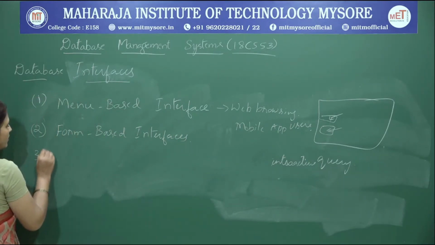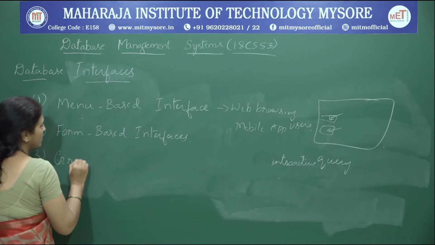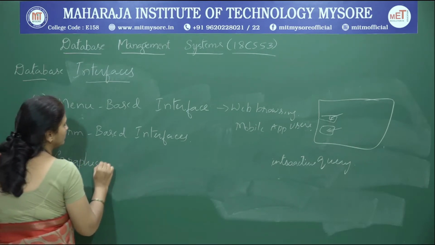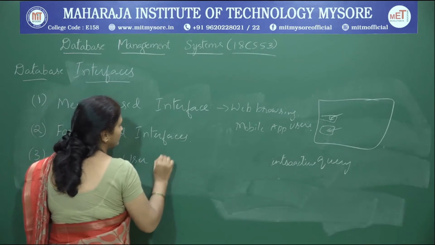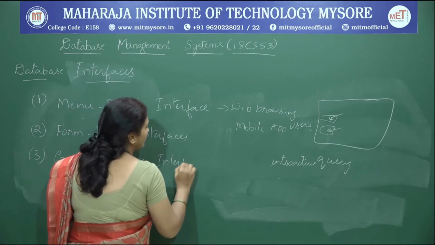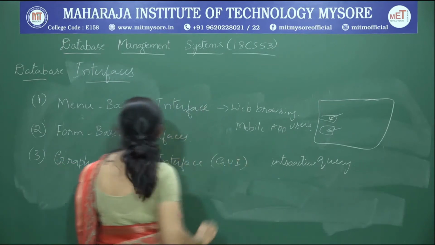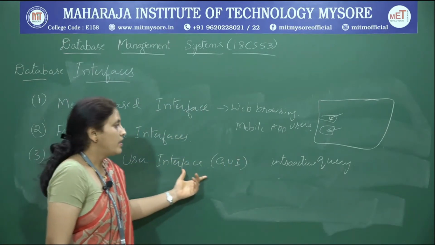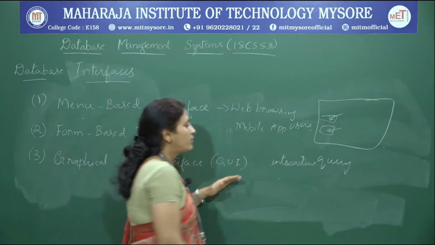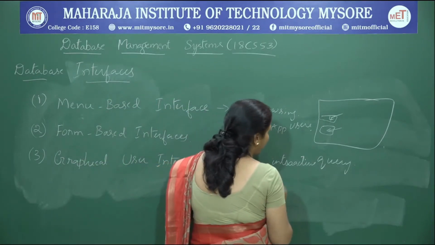Next, the third category, that is graphical user interface. We call it GUI. Okay. What it does here in GUI, the interface will be in terms of diagrams.